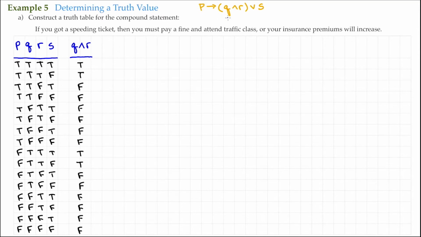I continue constructing. Now some students will ask, what do I do first? Do I do Q and R or S? Or do I do if P, then Q and R? Well, since a conditional statement in the hierarchy of connectives is higher than a disjunction, we do the conditional statement first. So we first do if P, then Q and R. Obviously, you always do what's inside the parentheses first, and then build out from there.